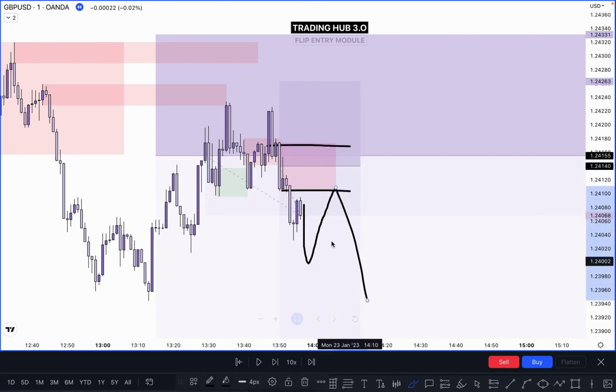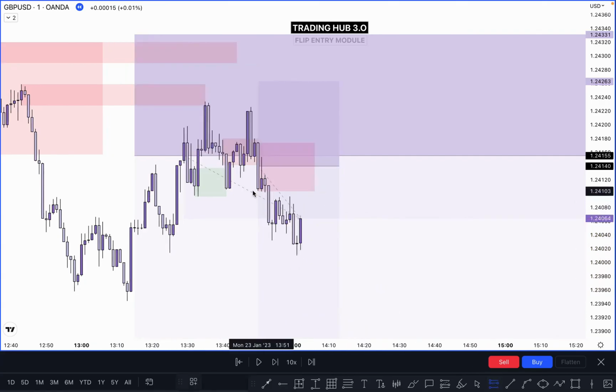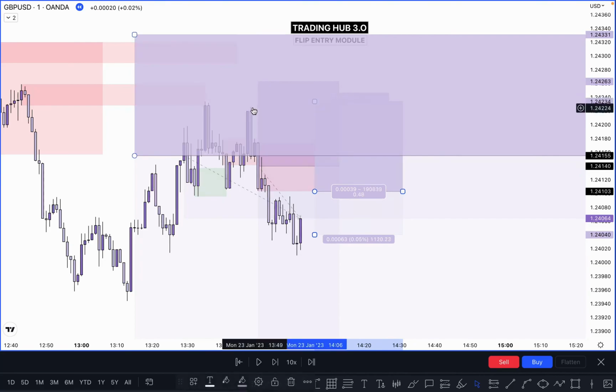Okay, so this one is our valid entry based on the flip entry module, flip with inducement, right? So let's see what happened next after this one. This one is our flip. Okay, demand converts into supply. So this one is our first entry. And where is our stop loss? The safer side stop loss is just above it.